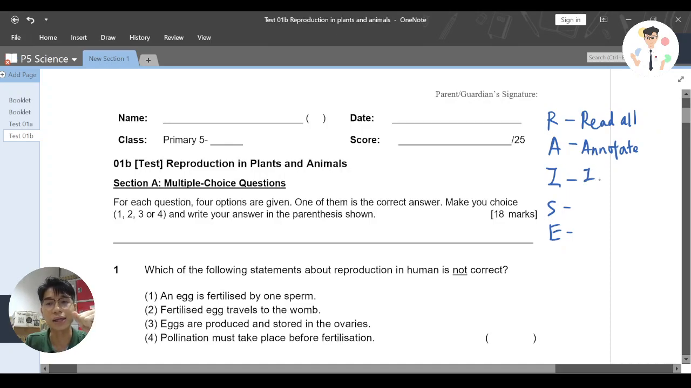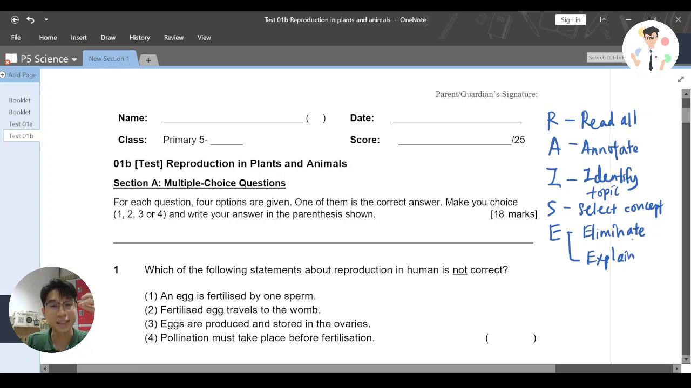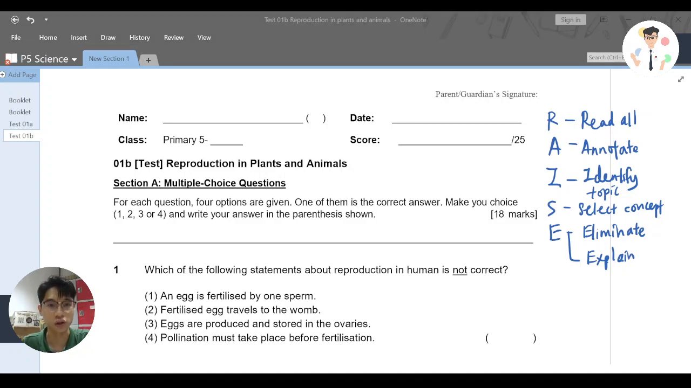And I stands for identify, and we are supposed to identify the topic. What is the topic that this question is talking about? And S stands for select, and we are supposed to select the concept that is relevant from the particular topic. And E stands for eliminate. Eliminate is specifically for multiple choice questions, where you can eliminate some of the wrong options. And the E also stands for explain. We are supposed to explain, especially in open-ended questions.